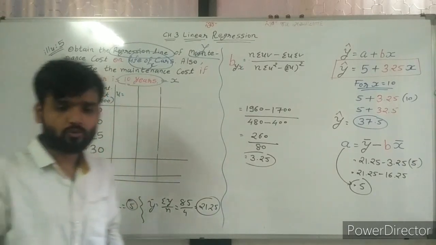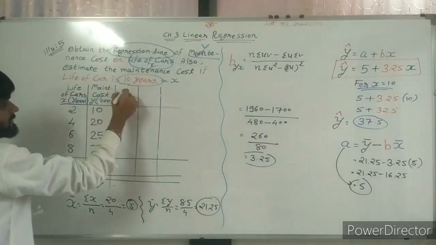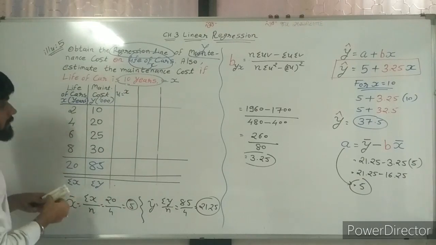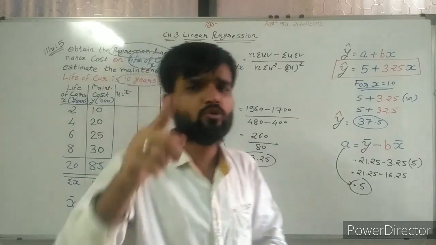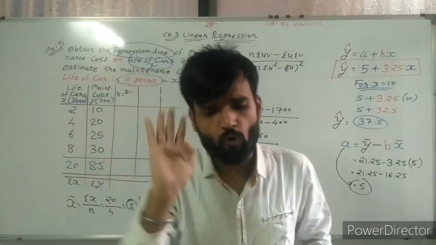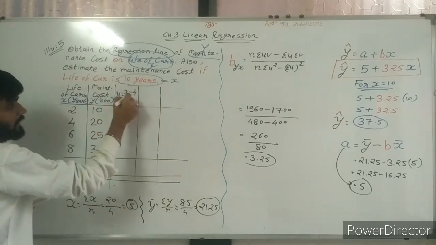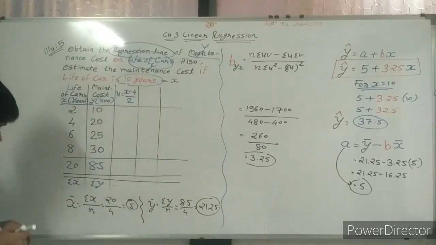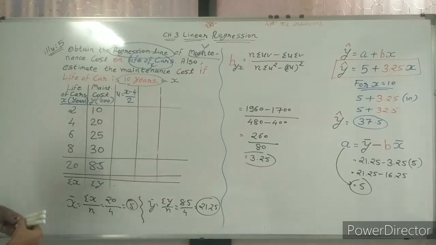Sir, u is equal to x minus some assumed value. Which value are you assuming? Here I am assuming 4, and dividing by 2. I am dividing all the values by 2 because the common factor is 2, so that we can find small values.